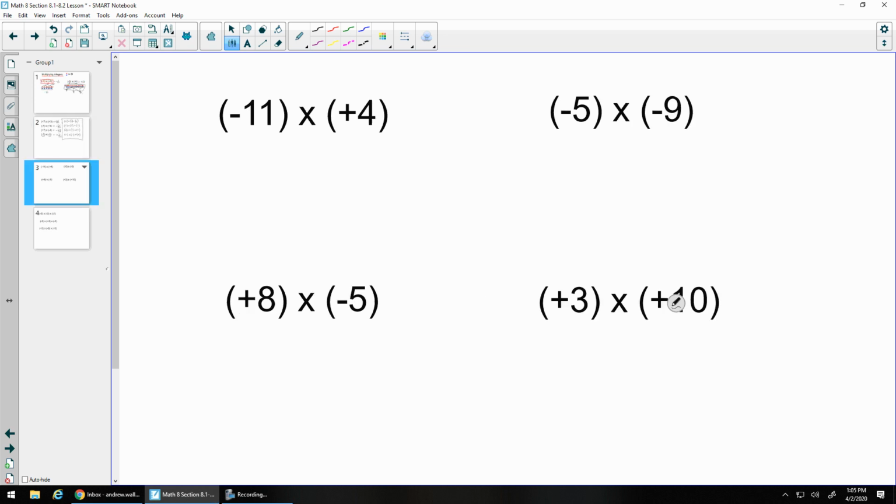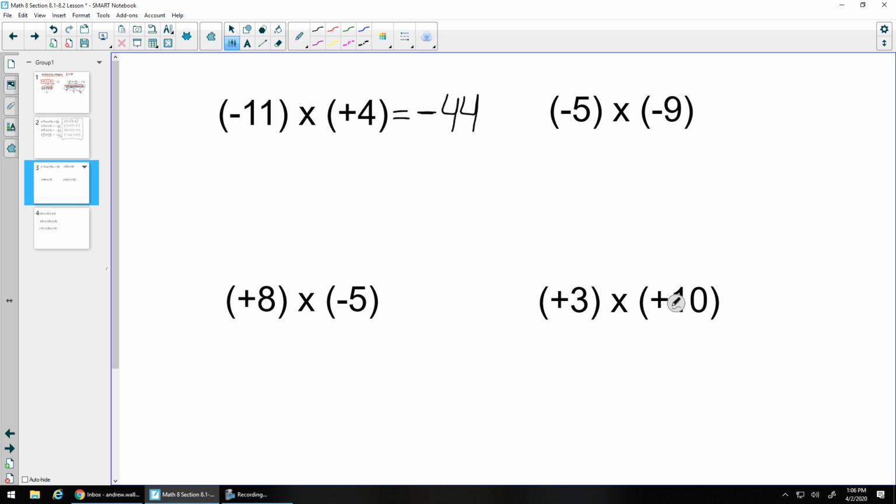So let's do some quick work of this. So here we have -11 times 4. 11 times 4, I know, is equal to 44. Is this positive 44 or negative 44? Well, I have 1 negative, 1 positive. That gives me a negative. It's like I took away 11 groups of 4.